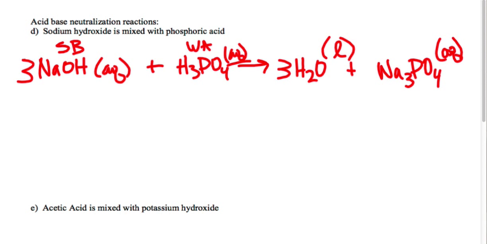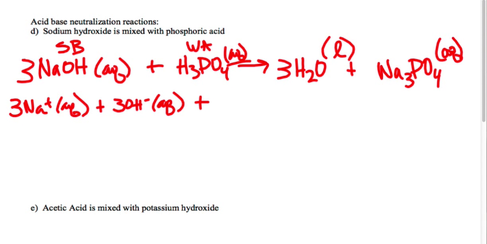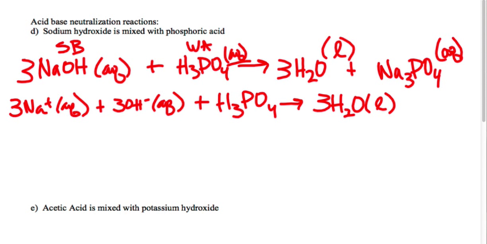All right. So let's go ahead and break up what we can. This is a strong base, so we get 3 sodium aqueous ions plus 3 hydroxide ions, aqueous. What do I do with H3PO4? Leave it alone, and we write it like this. And then, what do I do with the water? Leave it as a liquid. And then I get 3 Na plus aqueous plus PO4 minus 3 aqueous.